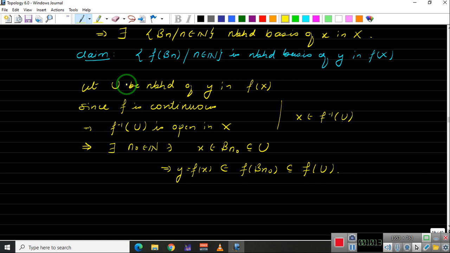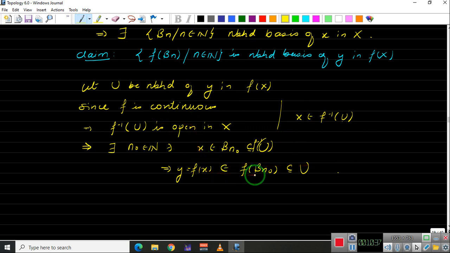Right? Sorry, I think I made an error. There exists n naught in N such that x belongs to Bn naught, which is contained inside this set f inverse of U, not f of U, f inverse of U, and this will be f of f inverse of U, which will be contained inside U. So again, you can check any other mistakes if we have made.